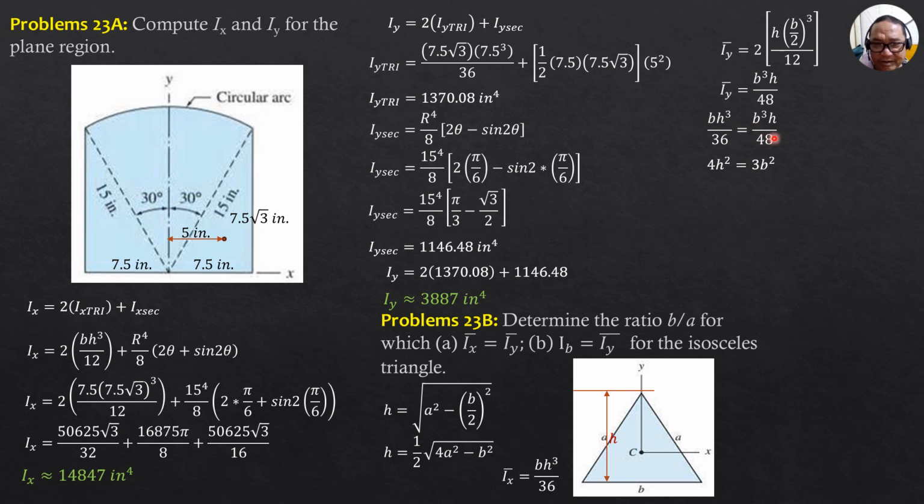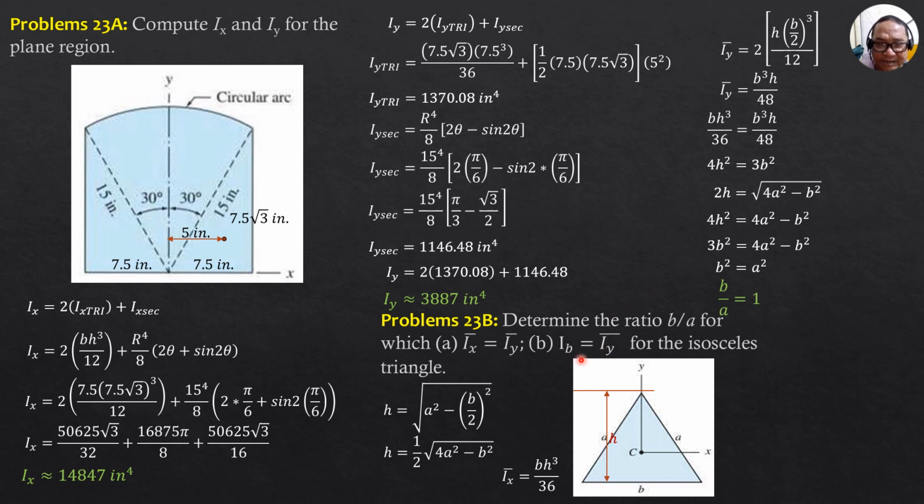Or 4h squared, if we cross multiply, equals 3b squared. By substituting the value of 4h squared here, where 2h equals the square root of 4a squared minus b squared. So 4h squared is 4a squared minus b squared. Squaring both sides, 4h squared equals 4a squared minus b squared. Substitute here. 4a squared minus b squared equals 3b squared. So that means 4b squared equals 4a squared. Cancel 4. So a squared equals b squared. Therefore, the ratio b over a equals 1.